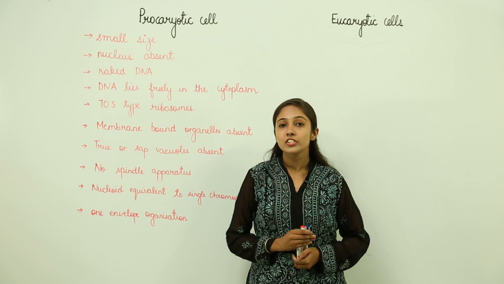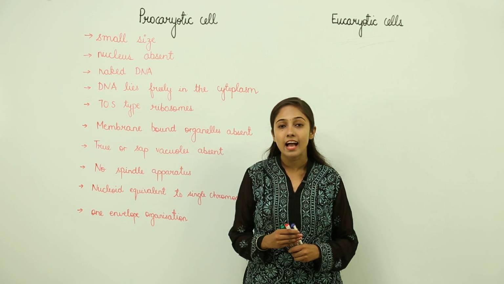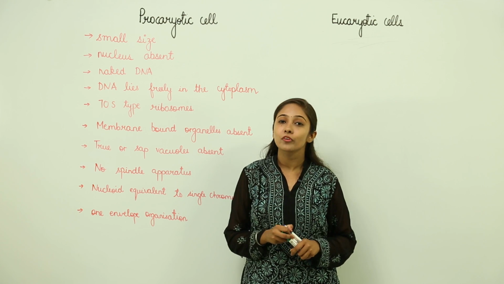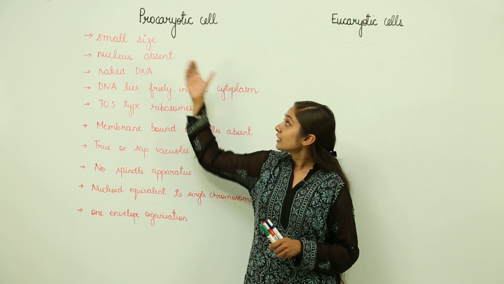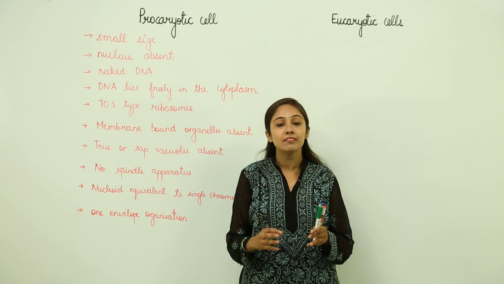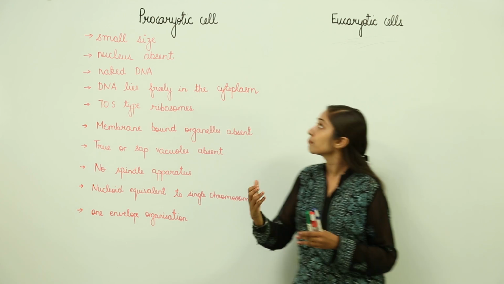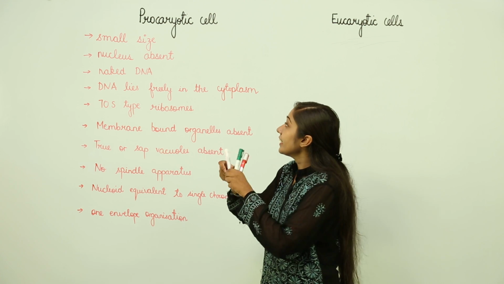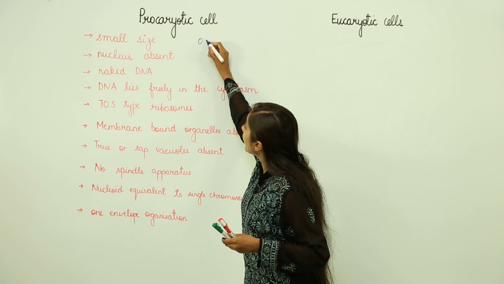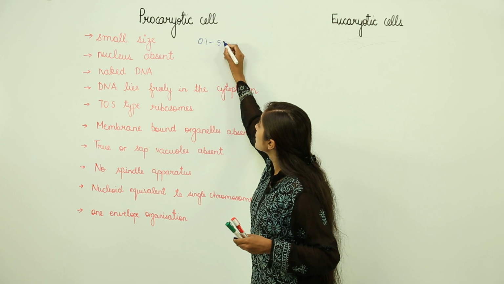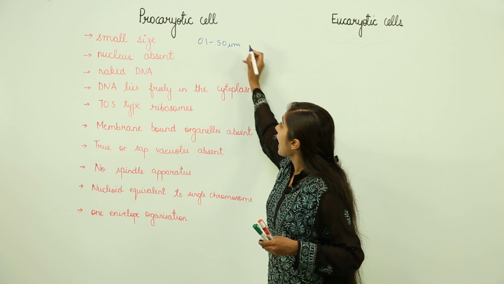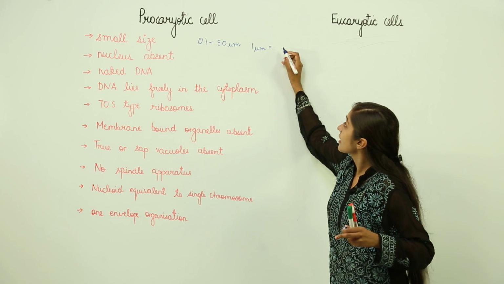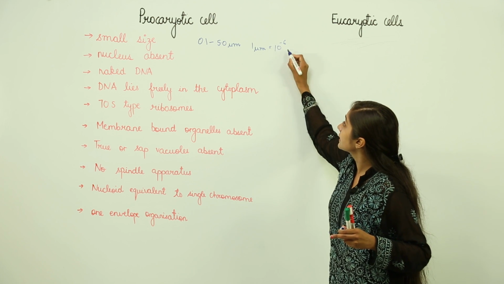Now let us differentiate between a prokaryotic cell and the eukaryotic cell. First of all, let's talk about the size of a prokaryotic cell. The size of the prokaryotic cell is comparatively very much smaller as compared to a eukaryotic cell. It ranges from 0.1 micrometer to 5.0 micrometer. And 1 micrometer, I know that you all know this, is 10 raised to power minus 6 meters.